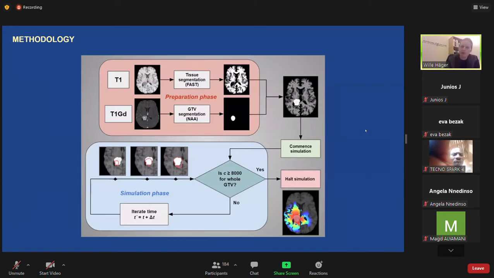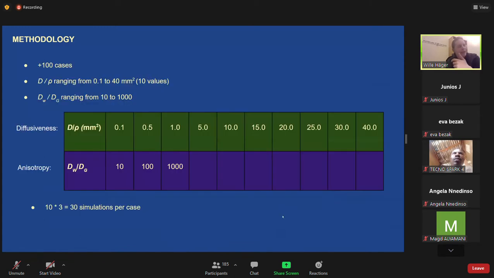So here's an overview of the process so far. We prepared a brain by segmenting it into tissue type and GTV, and we performed the simulation until we get the normal tissue invasion. And we did this for all cases, and for every case, we did this 30 times, because we took all these different parameters for diffusiveness and anisotropy, all combinations of them, and tried them every time.